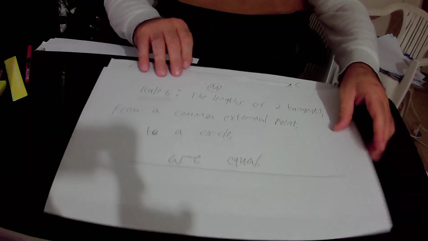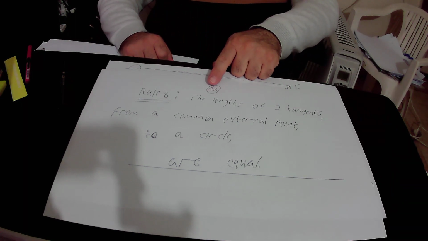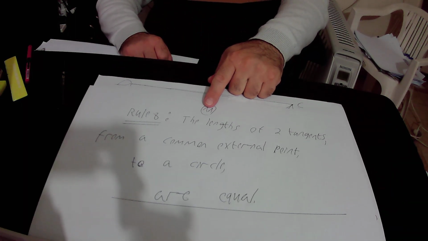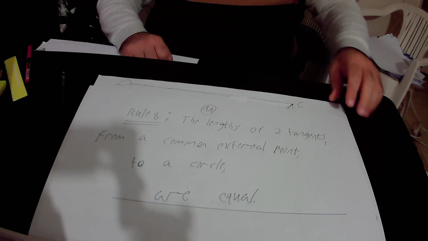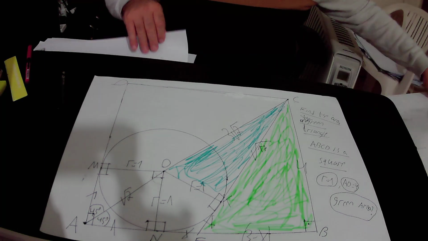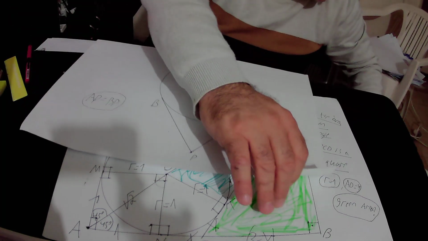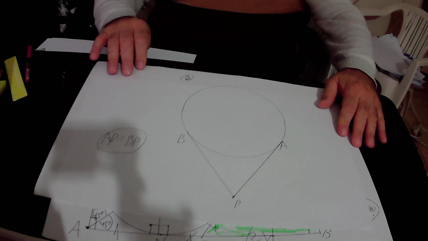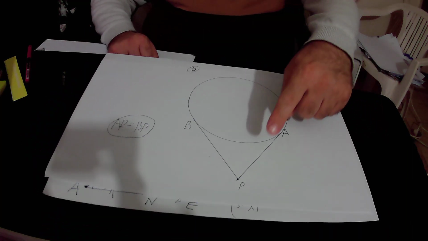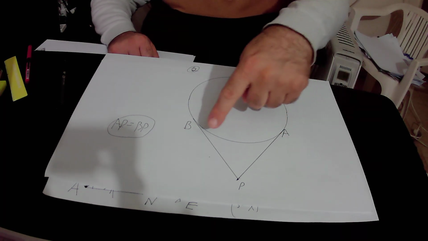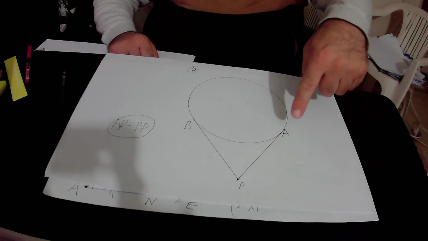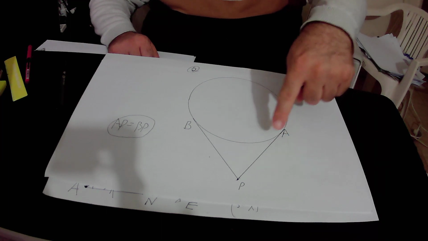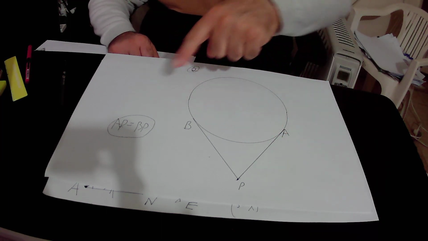Then I presented to you rule number 8. Rule number 8 states that the lengths of two tangents from a common external point to a circle are equal. What is the meaning of rule number 8? If you have this circle and an external point P, and from point P we draw two tangents to this circle, then the lengths of those two tangents will be equal to each other. That is to say, AP will be equal to PB.